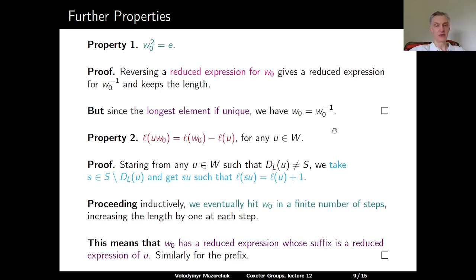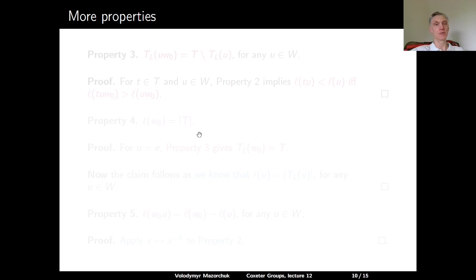But this means that w0 has a reduced expression whose suffix is our fixed reduced expression of u. And similarly for the prefix. So w0 has a reduced expression which starts with a reduced expression of any element which we start with, or its inverse. And when we use this property, we immediately get this equality in the formulation of property 2. Property 3.